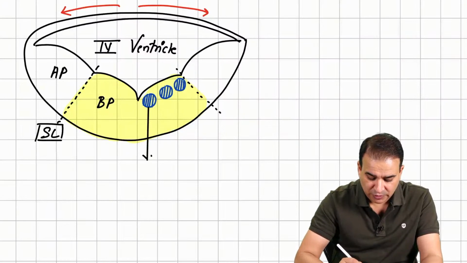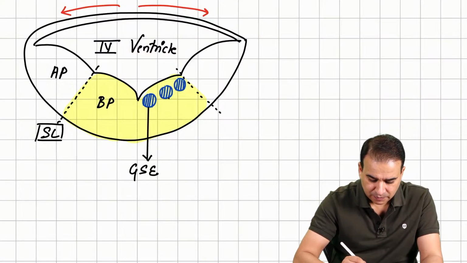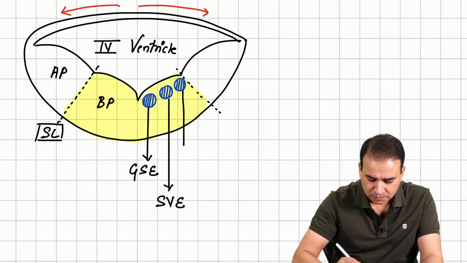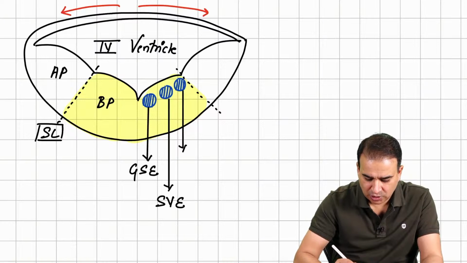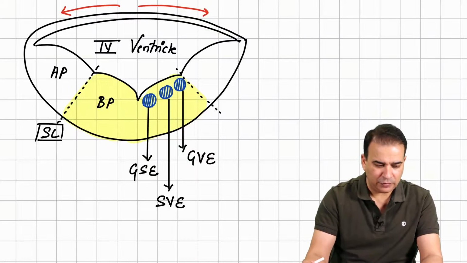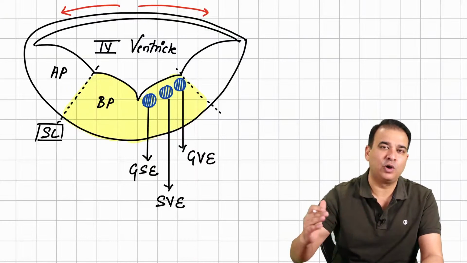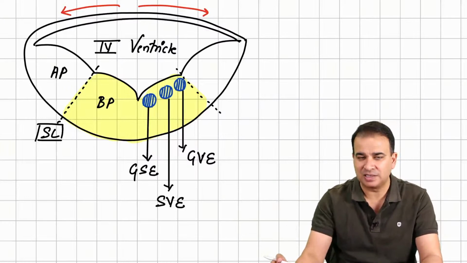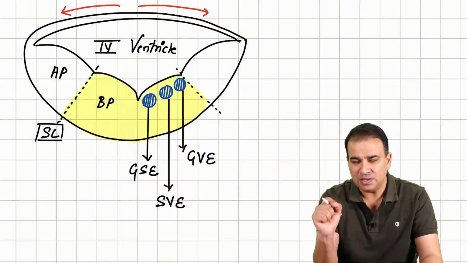The very first efferent column here is the GSE. We'll come to the full form. I wanted you to just write it with me. Then we have SVE, and then we have this column that is called GVE. The sequencing is very important. For questions asking to arrange the sequence of the following columns in the floor of the fourth ventricle, if you know the first three, then it's a piece of cake. GSE, SVE, GVE.